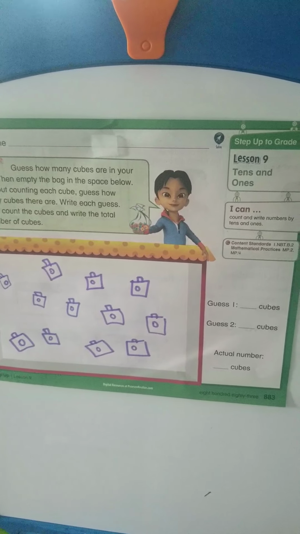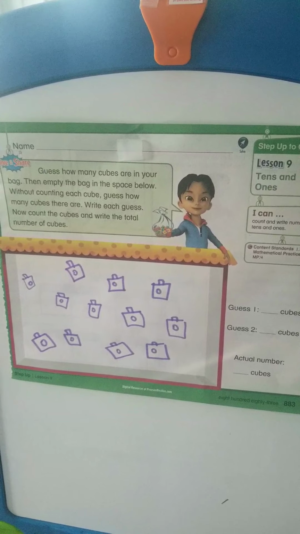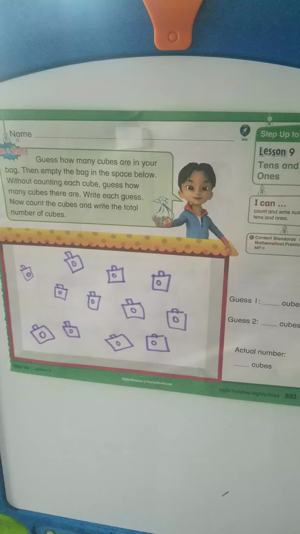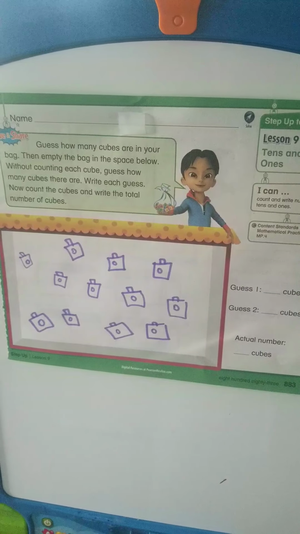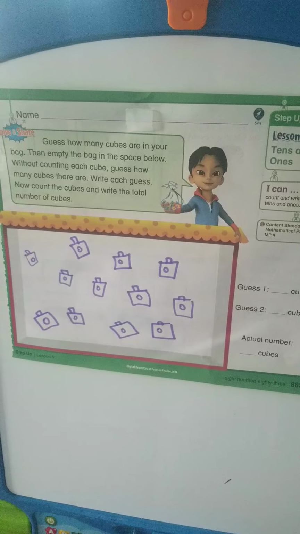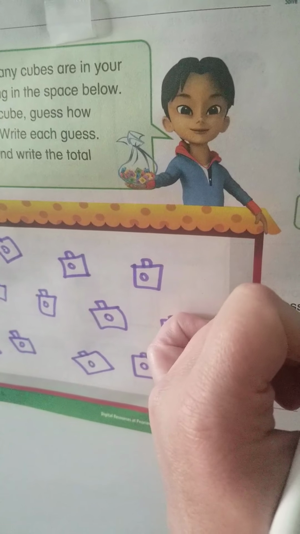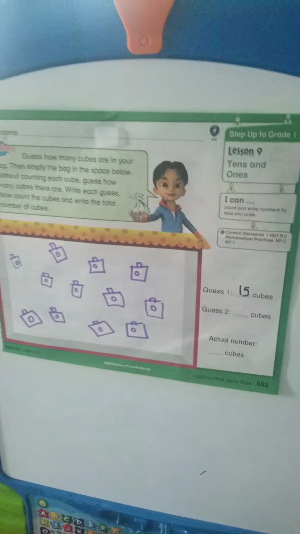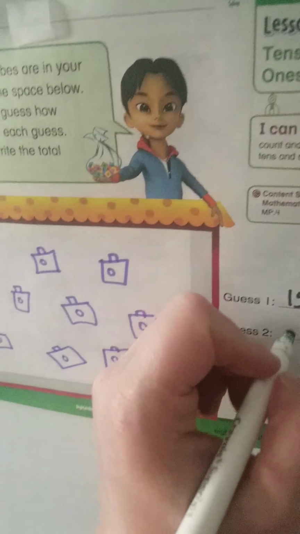Let's see. Would 2 be a smart guess? No, because we know there's more than 2. How about 50? Do you think 50 would be a good guess? Probably not. I'm going to guess somewhere in between 0 and 20. I'm going to guess 15 for my first guess, and I'll guess 10 for my second guess.